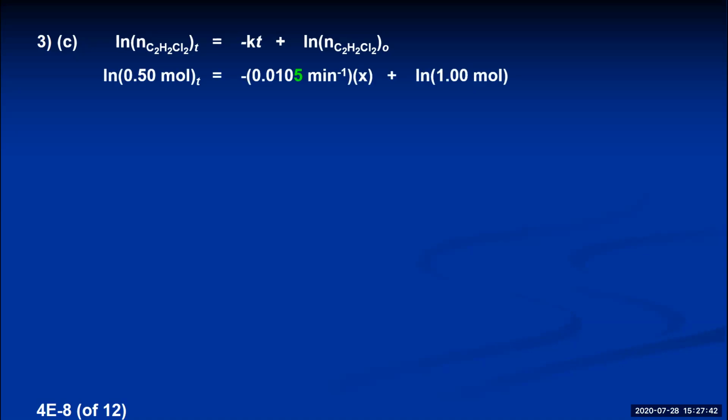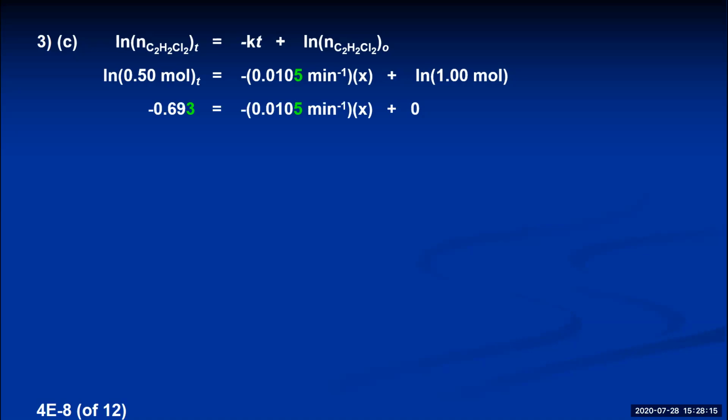So to calculate a half-life, you just have to take the initial number of moles, whatever they are. In this case, it was 1.00. And then for the amount of moles of the substance at time t, put in half of that, 0.50. We still know the constant k, 0.0105 minutes to the minus 1. So you're solving for the amount of time it takes for the 1 mole to decrease to 0.5 moles, which we call the half-life. So natural log of 1 is 0. Natural log of 0.50 is negative 0.693.